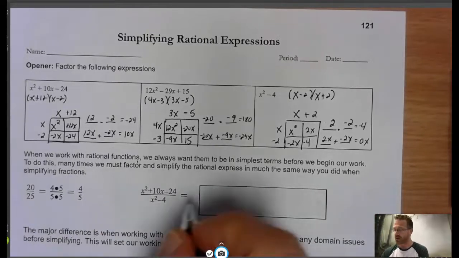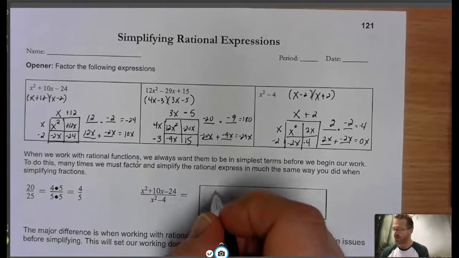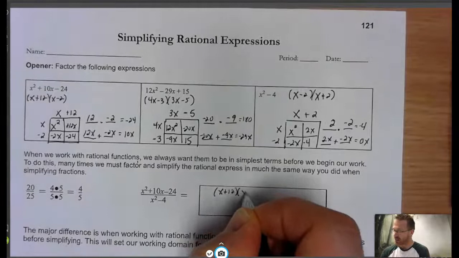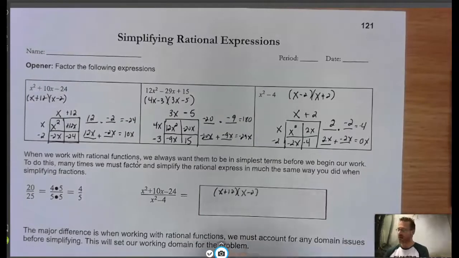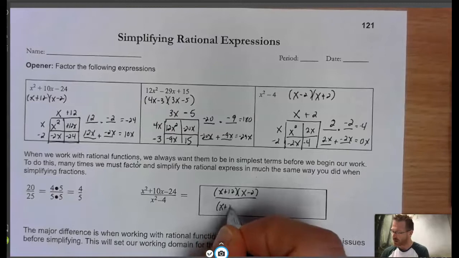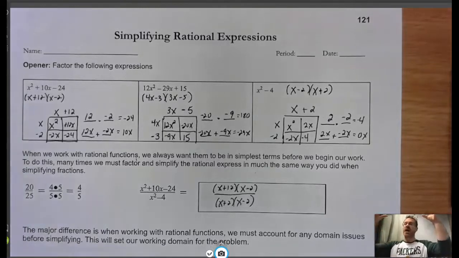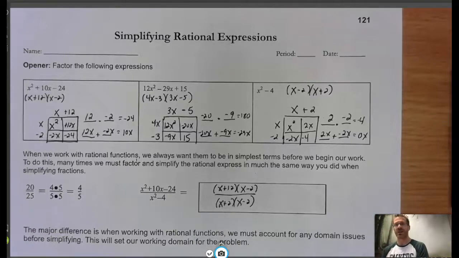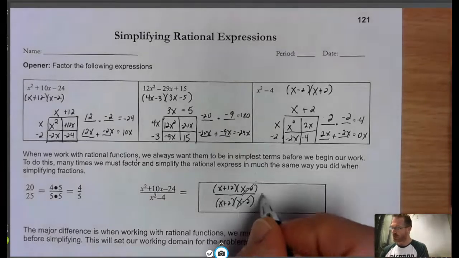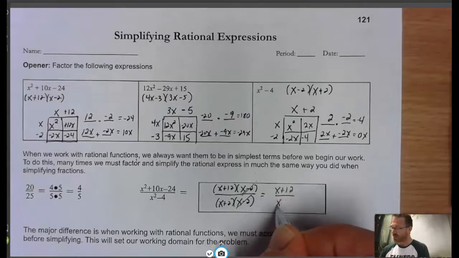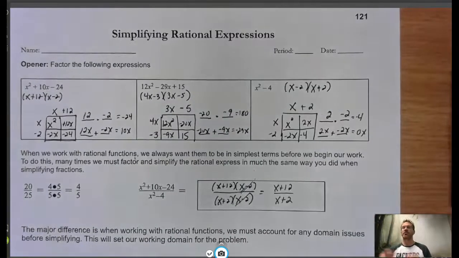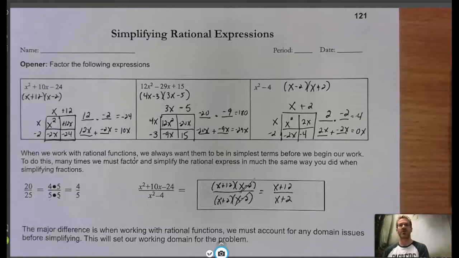So we know from our work in the opener that x squared plus 10x minus 24 factors into x plus 12 times x minus 2. And we know x squared minus 4 factors into x plus 2 times x minus 2. And once this is factored, notice now we can see what is common to the numerator and the denominator. We can see that x minus 2 is common to the numerator and denominator in the same way the 5 was here. And so those would divide to be 1, which would leave us x plus 12 over x plus 2.